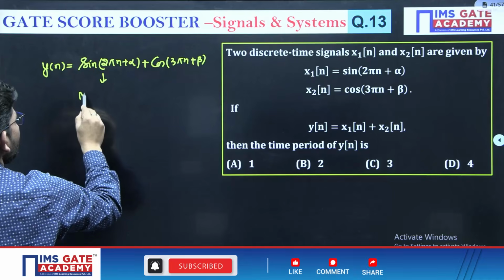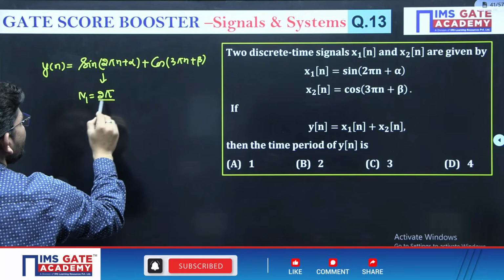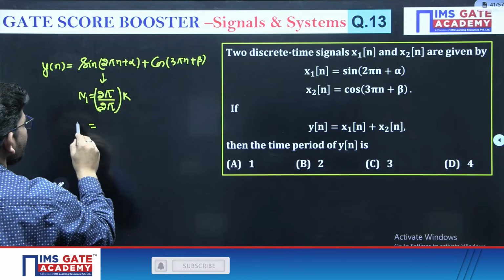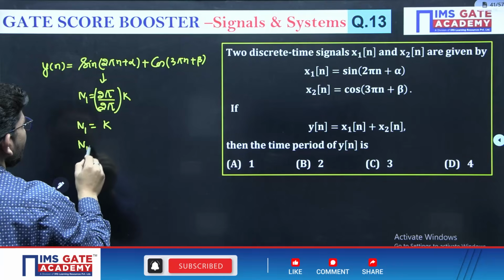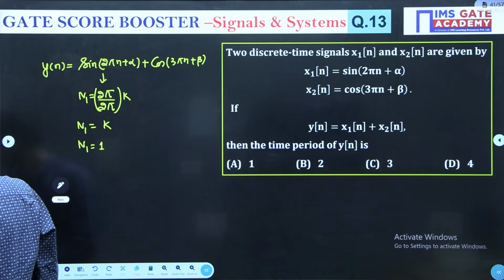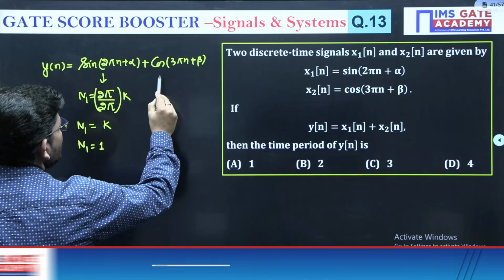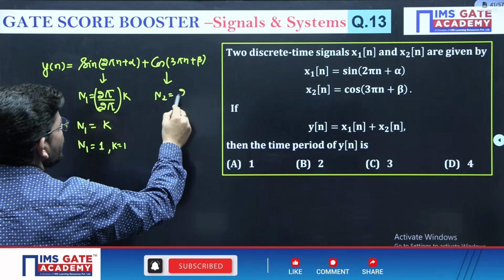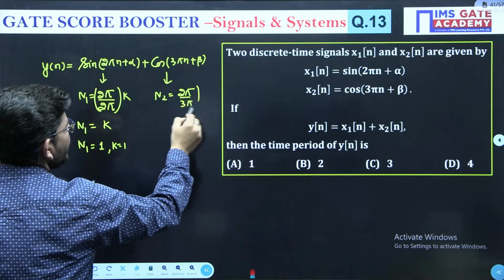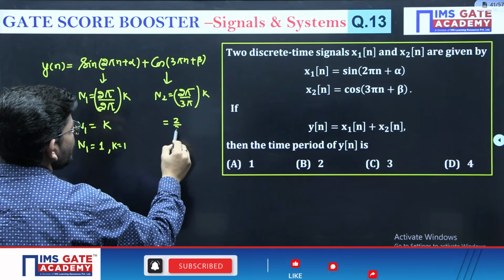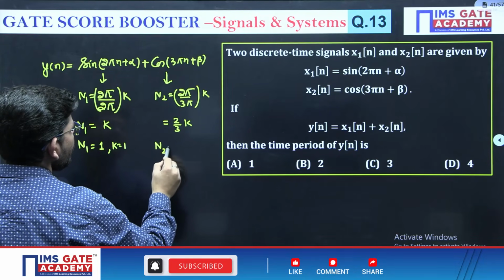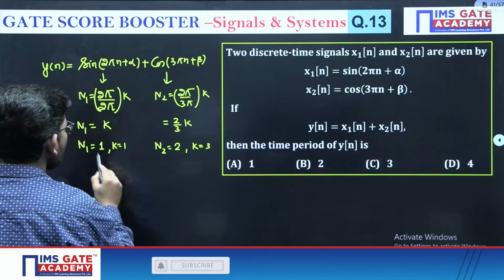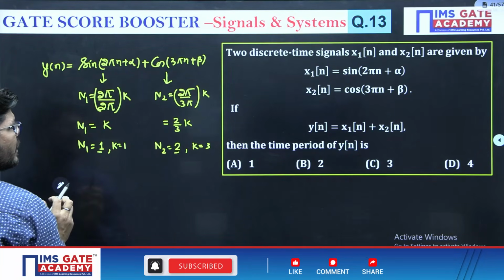Now let's talk about the time period here. For the first signal it will be 2 pi upon 2 pi into k, so you will get simply N1 equals k, or N1 will be 1 for k equal to 1. For the second one, N2 will be 2 pi by 3 pi into k, or 2 by 3 into k, so I will get just 2 when k is 3. So I can get both time periods as integers.